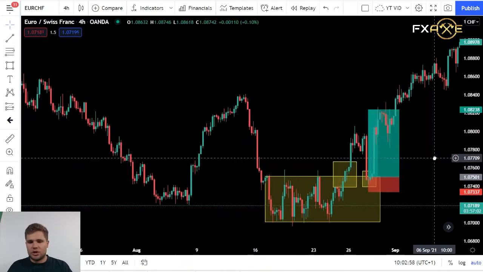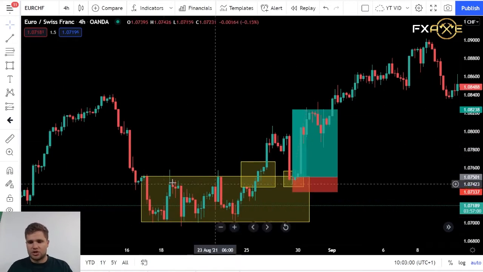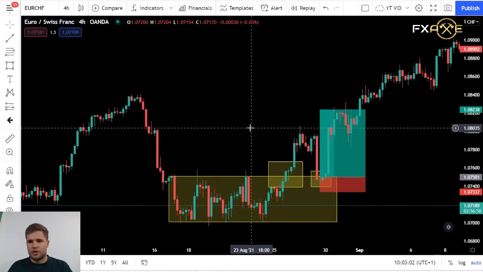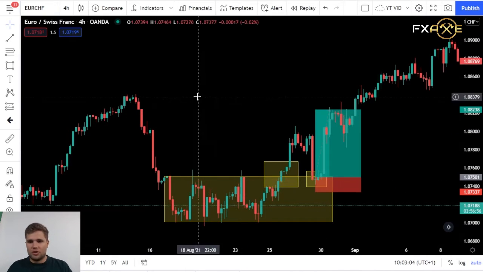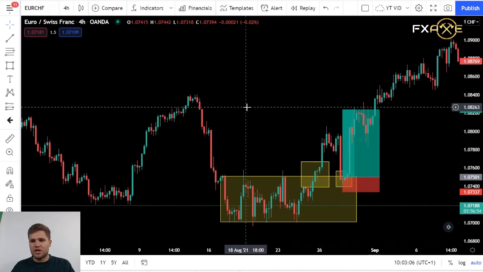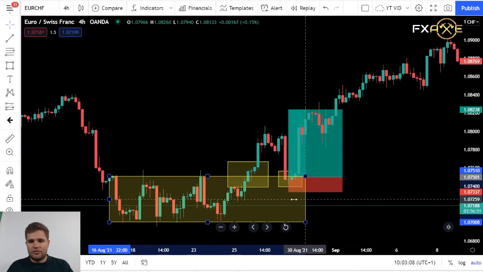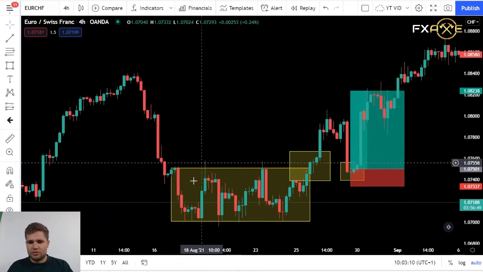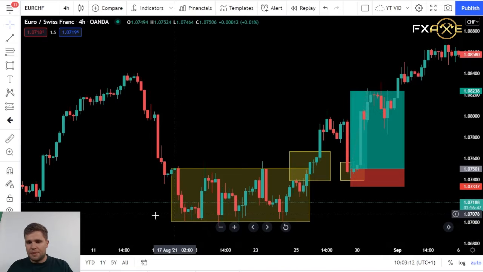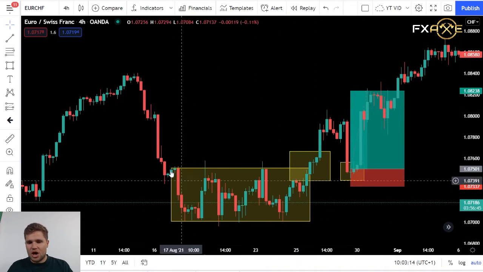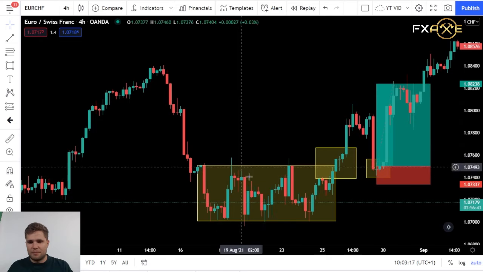So this is what it will look like in the market. This is an example from mid-August 2021. You can see we are on the 4-hour chart, and this is on Euro Swiss. So if we drag this back, we can see that price was in a range. We have support here, bounced off support 4 or 5 times, and we have resistance here, bounced off twice.